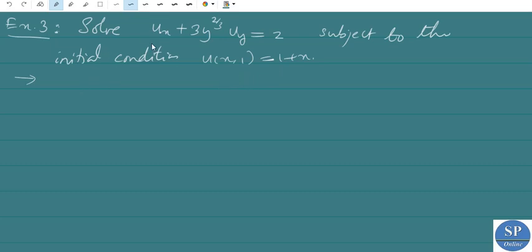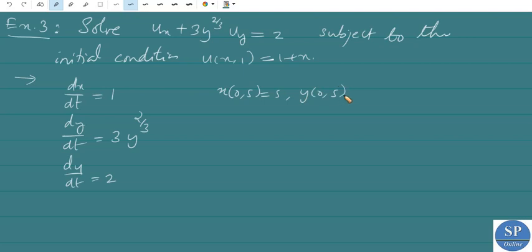To solve this we know the characteristic equations are given by dx/dt = 1, a equal to 1 here, and dy/dt = 3y^(2/3), du/dt = 2. So these are the characteristic equations. Now by using the initial conditions we have x(0,s) = s, y(0,s) = 1, and u(0,s) = 1 + s.